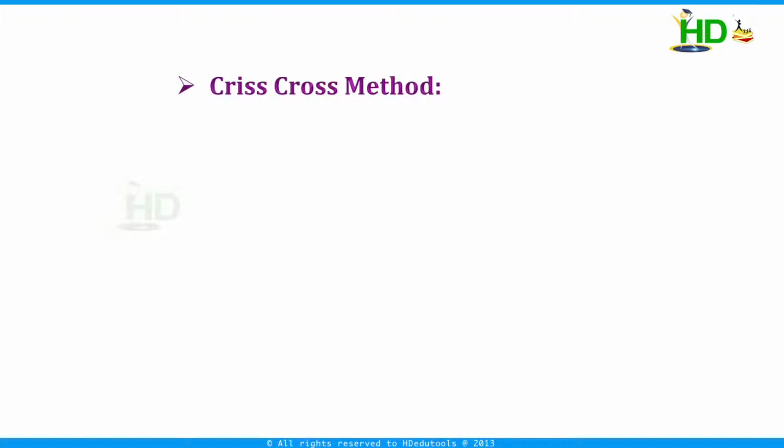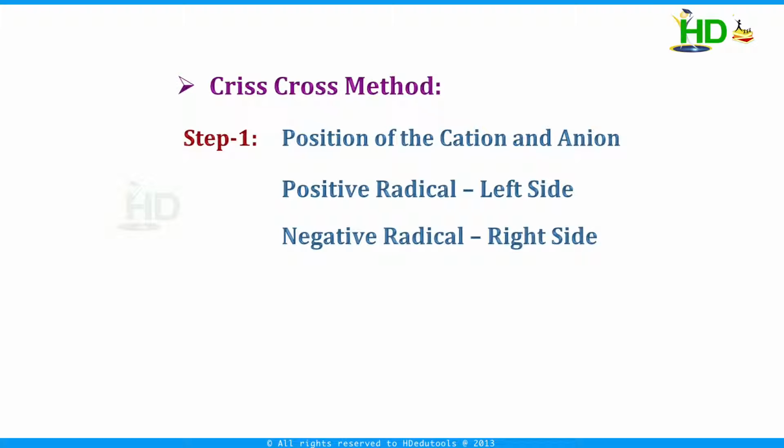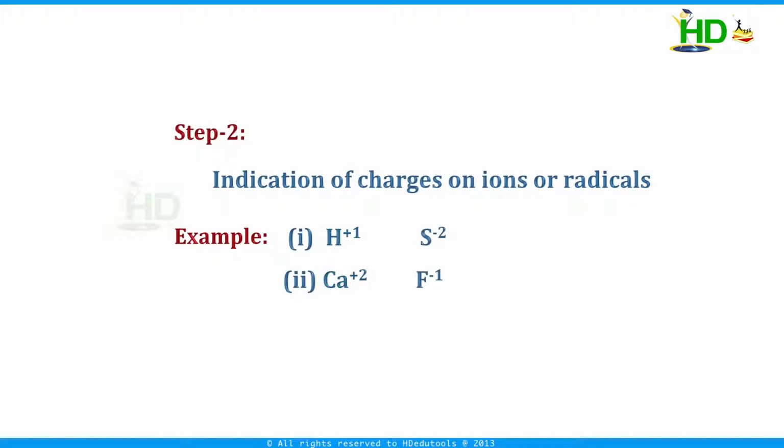Now what is this method? In step 1, the symbol of the cation or positive radical is written on the left side and the symbol of the anion or negative radical is written on the right side. Suppose we consider the formation of H2S and calcium fluoride. H and Ca are positive radicals. These are written on the left side. S and F are negative radicals. These are written on the right side.